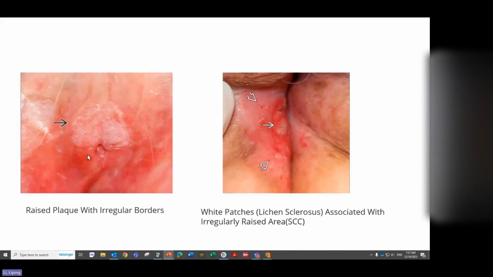In the gross picture, we can see this raised plaque with an irregular border in this vulvar area. And this lesion is usually associated with lichen sclerosus. So we can see this reddish irregular border area should be in the background of lichen sclerosus, and this raised plaque area should be our VIN neoplasm.